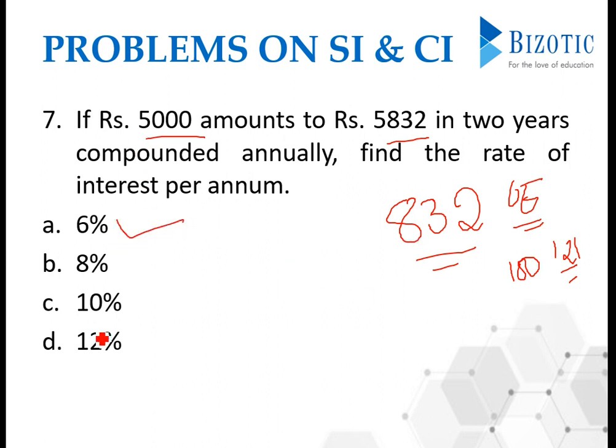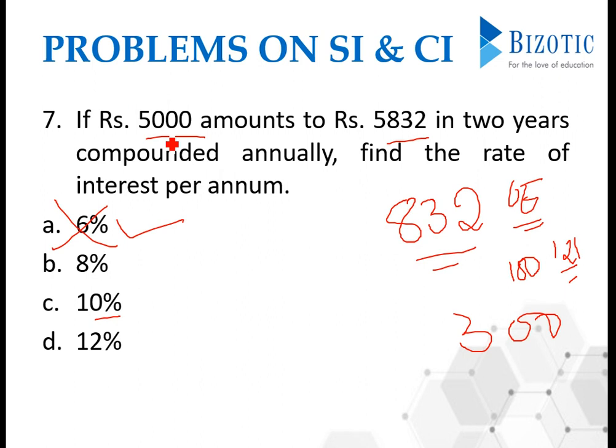So let's consider 6%. 1% of 5,000 is 50, so 6% is 50 into 6, 300. So we will get 5,300. Next, on 5,300, we will put another 6%, which is 53 into 6, and it will be very close to 650 to 700. So 6% is not possible. Let's go to 10%.